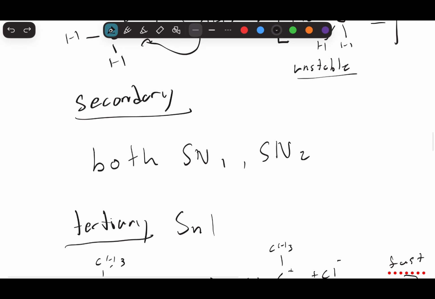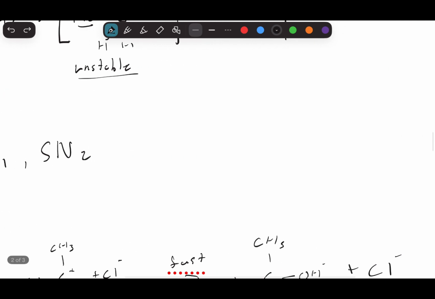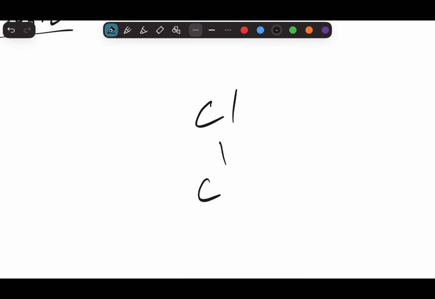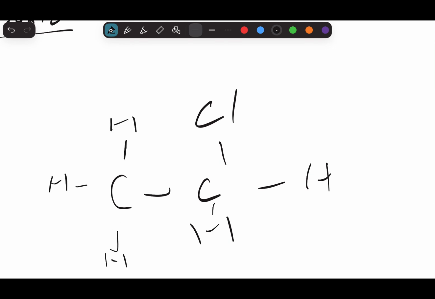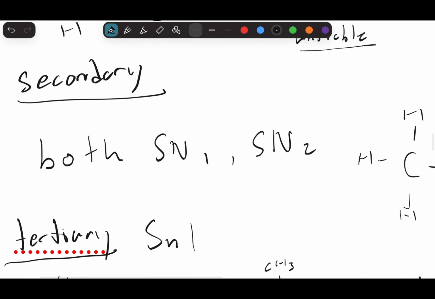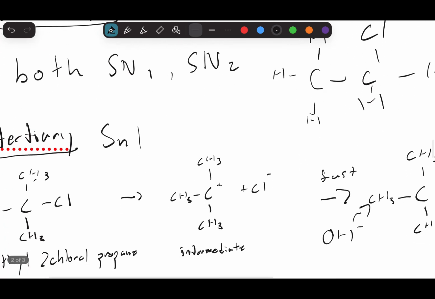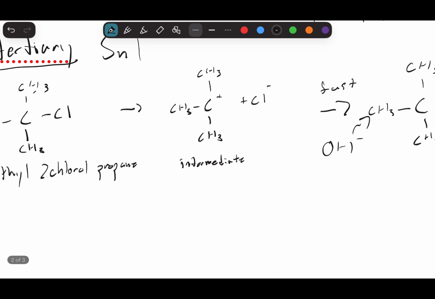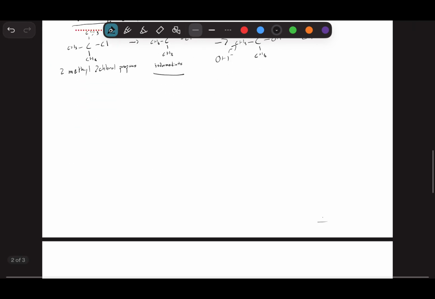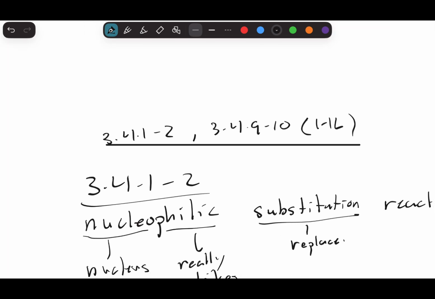And secondary halogen alkanes, meaning that, let's say Cl is on a carbon, that's carbon, and H, like this. It's only bonded to a carbon that has another carbon attached to it. So these are secondary alkanes, and both SN1 and SN2 can happen. But remember that SN2 is slow and then fast. The SN1 is also slow and fast, but then there is an intermediate in between. And this is it for Reactivity 3.3: 3.4.1, 3.4.2, 3.4.9, and 3.4.10.